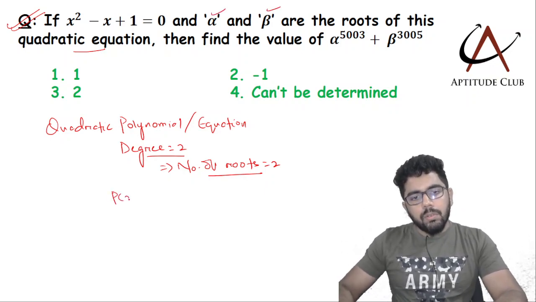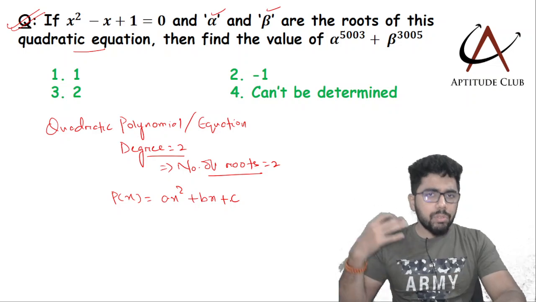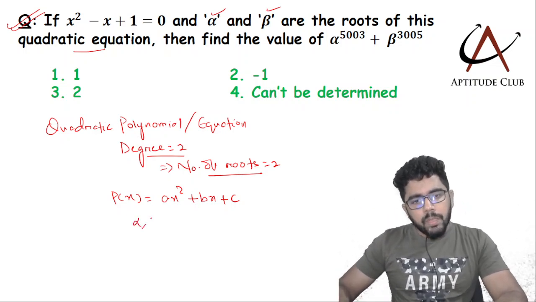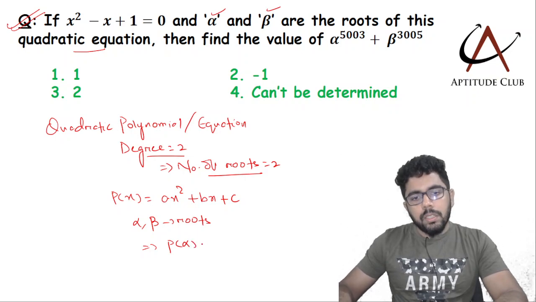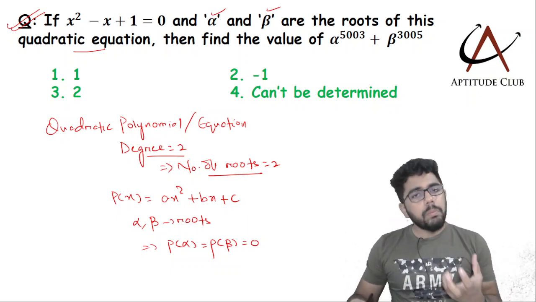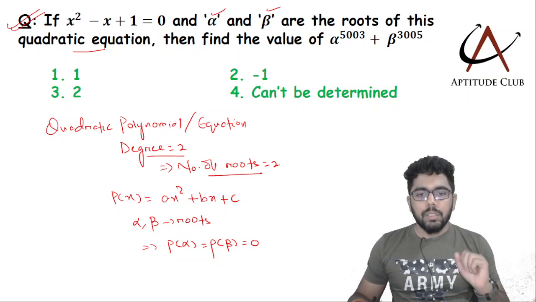So in general, if a quadratic polynomial p of x is ax square plus bx plus c, I'm just explaining this to give you a context for those of you who haven't read quadratic polynomials. If it is in this form and alpha and beta are the roots of the polynomial, I can say p of alpha is equal to p of beta is equal to 0. That is the whole definition of a root. What do you mean by a root? That means when you take that value and put it in the polynomial, you get it as 0.